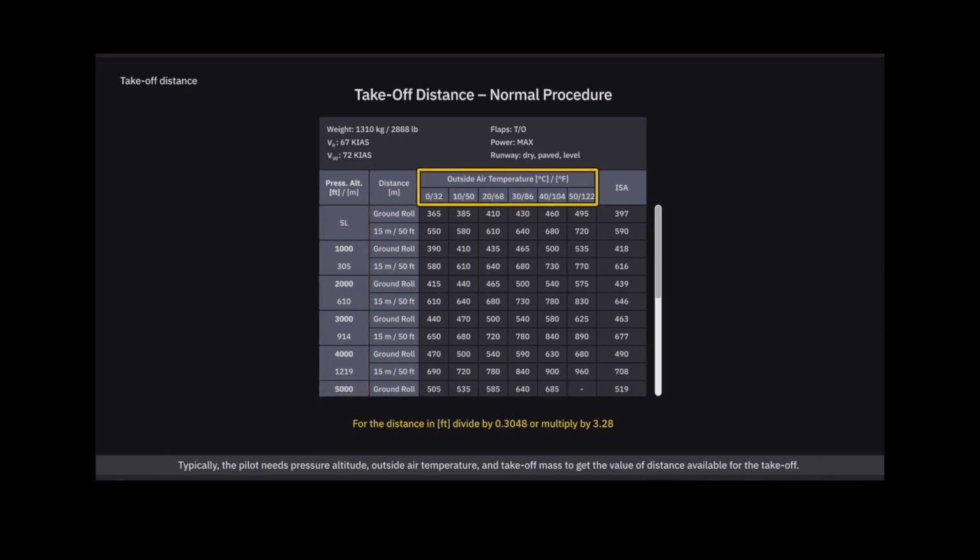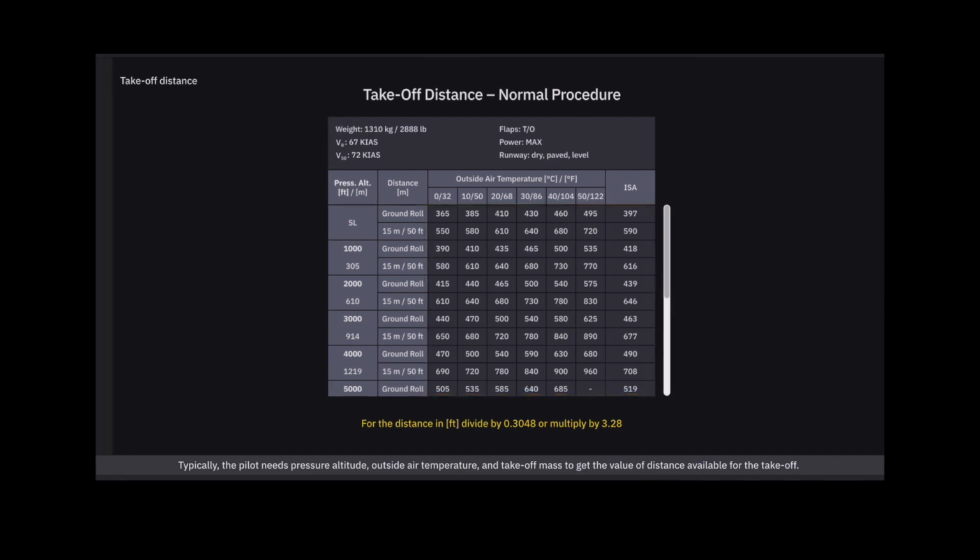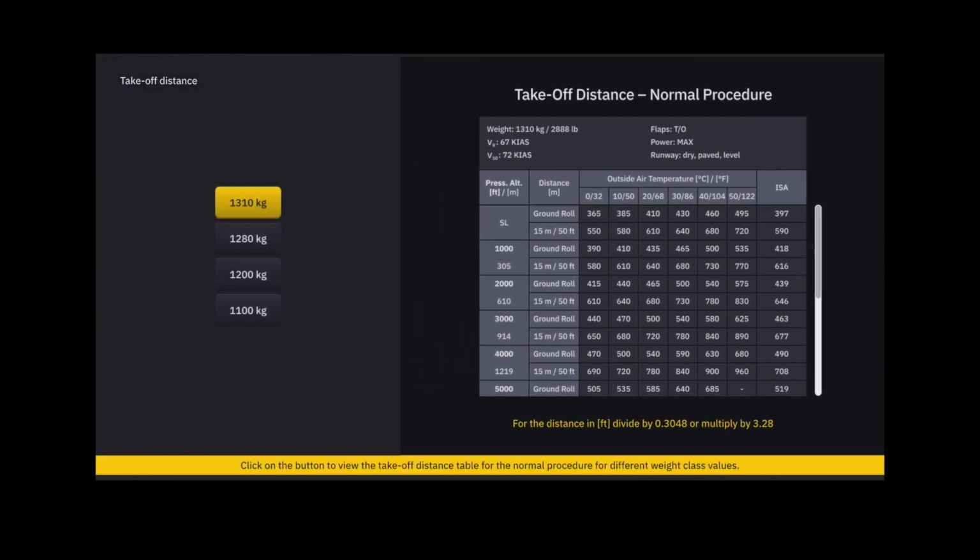outside air temperature, and takeoff mass to get the value of distance available for the takeoff. Click on the button to view the takeoff distance table for the normal procedure for different weight class values.